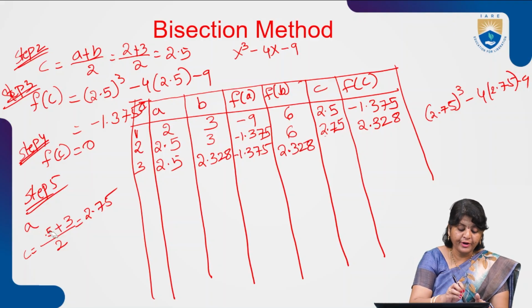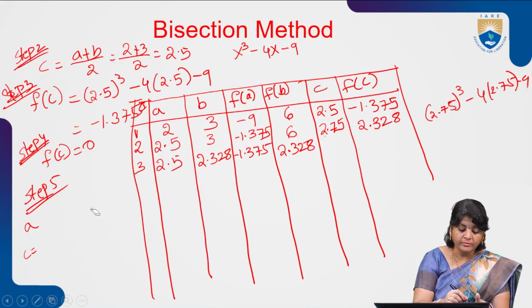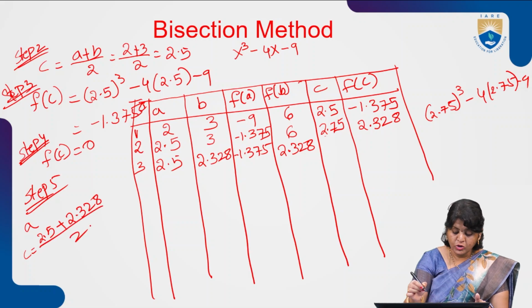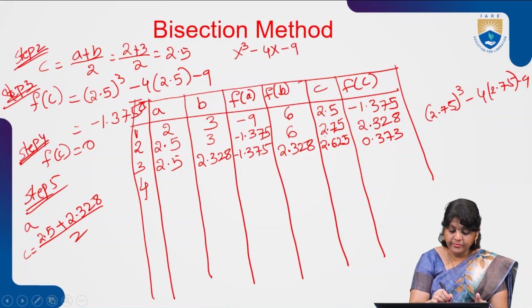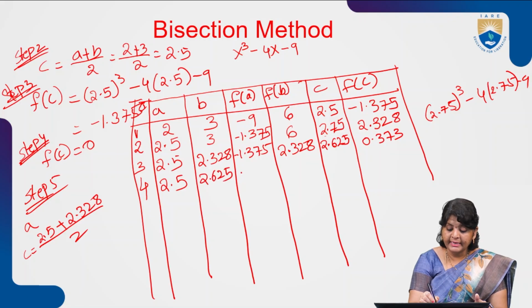And now again, you need to find the C value. 2.5 plus 2.328 divided by 2. So how much is this? 2.625. If you substitute this in the function, then you will get 0.373, which is a positive value. So again, for the fourth iteration, we need to change. A will be the same as it is, but B will be 2.625, and f of A will be the same. f of B will be 0.373.